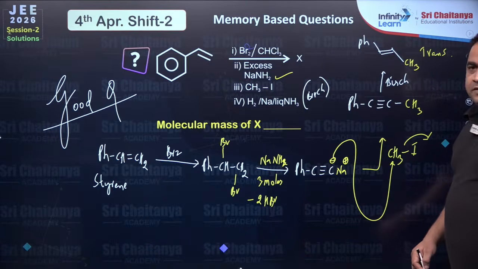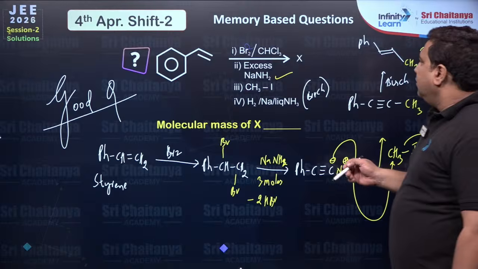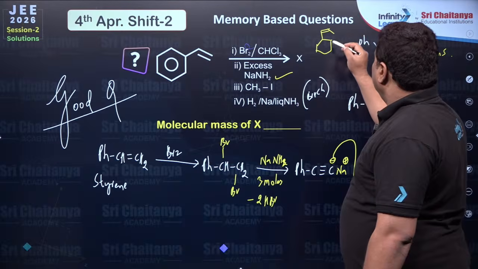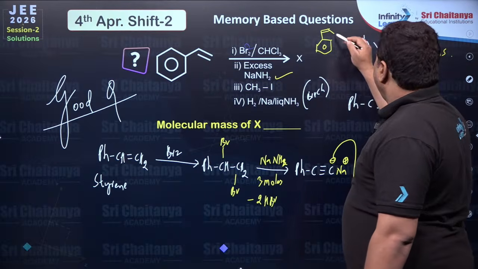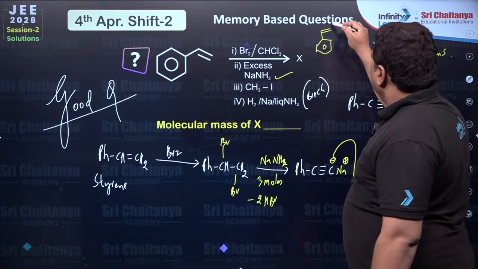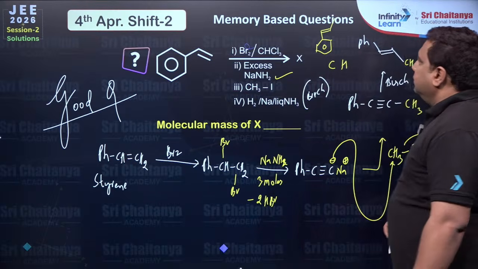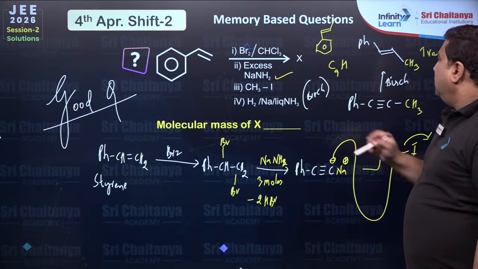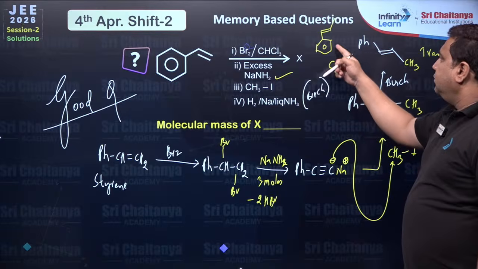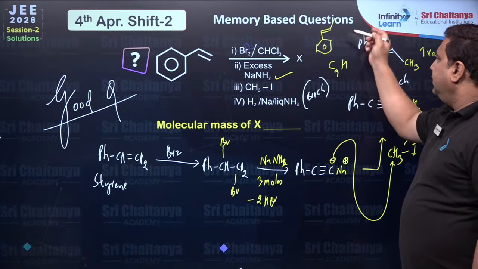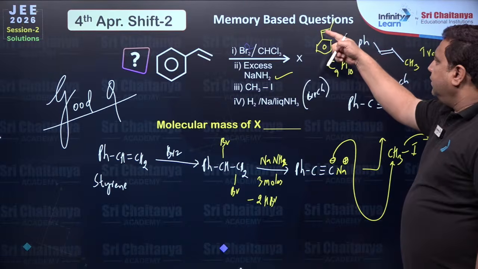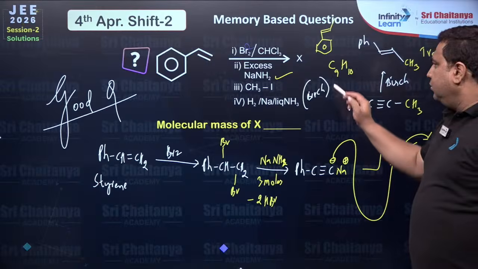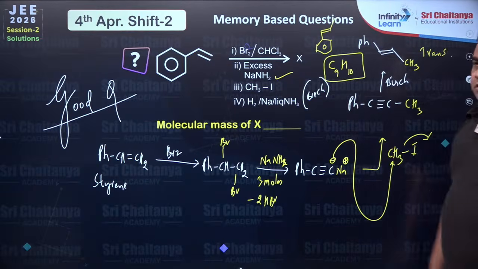Now the molecular mass of this alkene. No need to say, this compound is nothing but this one. How many carbons? 6, 7, 8, 9. Correct? Hydrogens: 5, 6, 7, 8, 9, 10. So C9H10, molecular mass 118. Yeah, very good. So you can check it out.